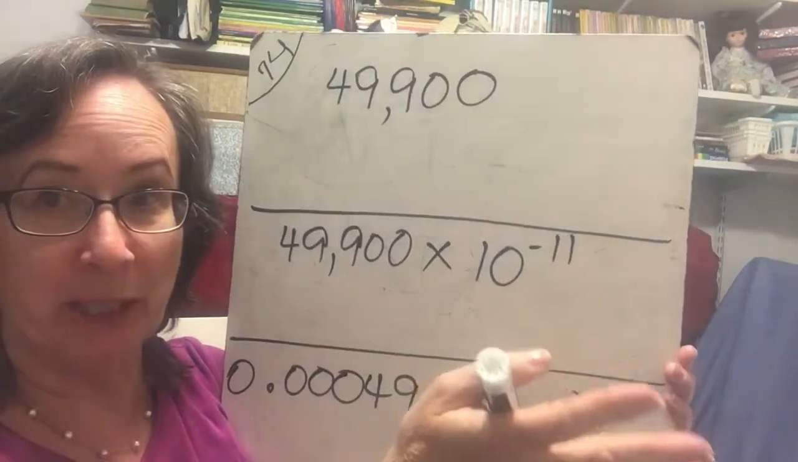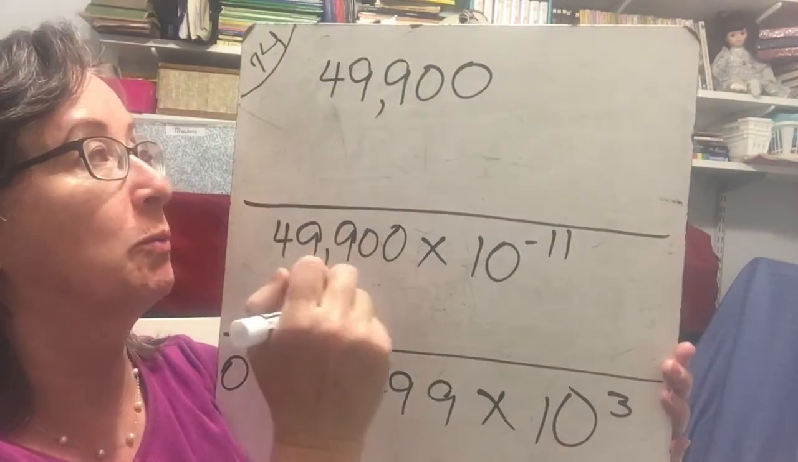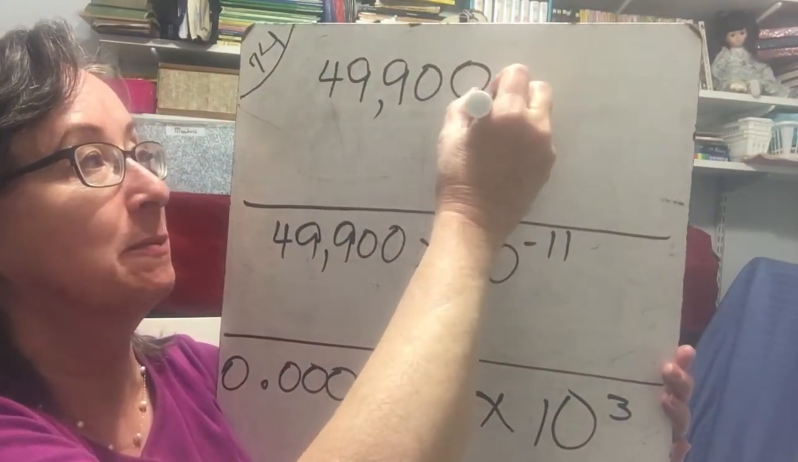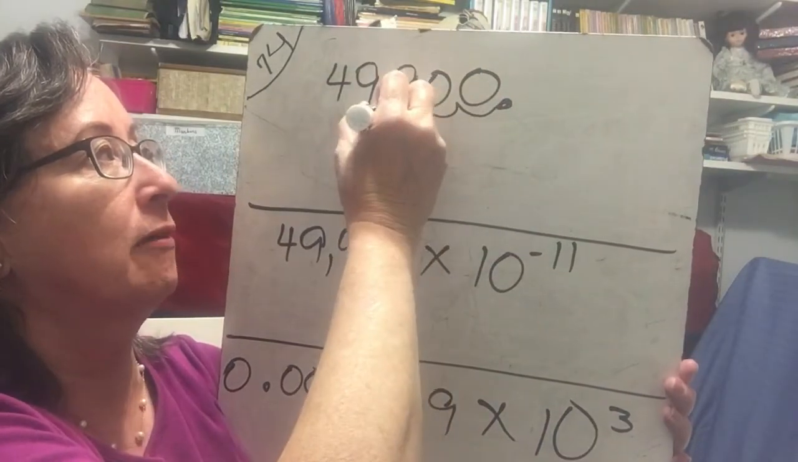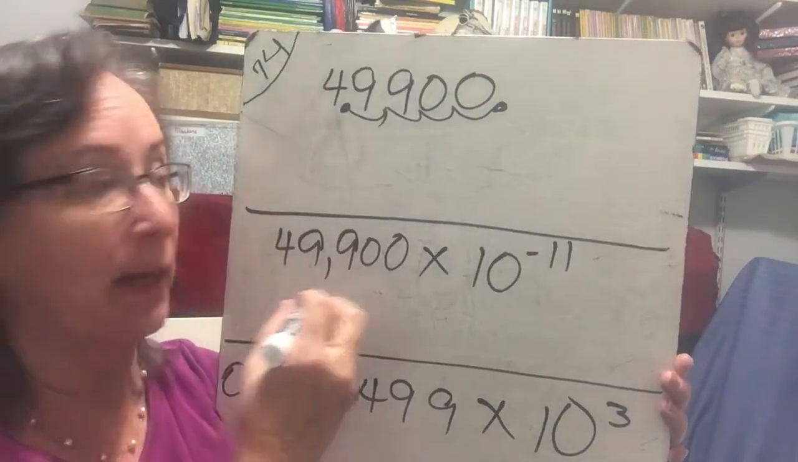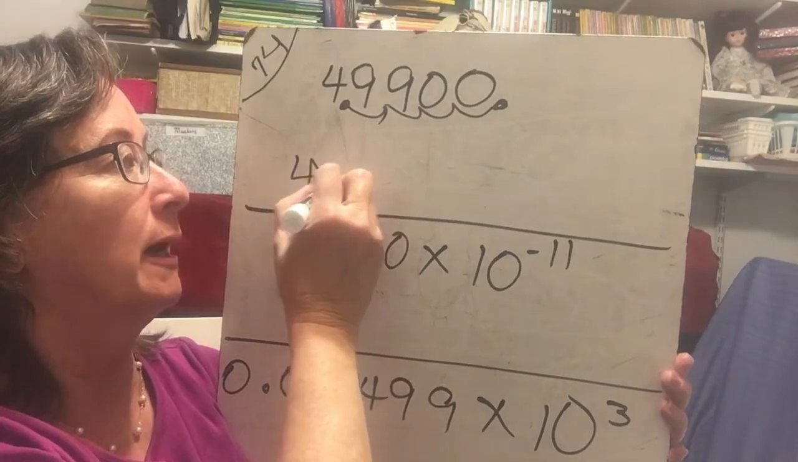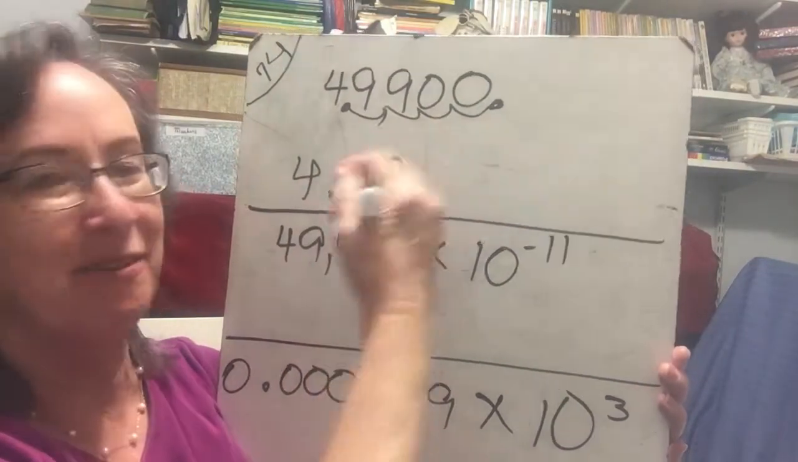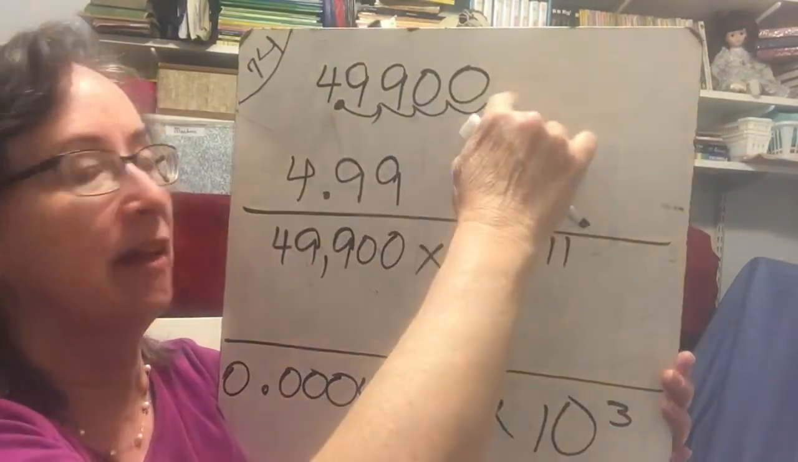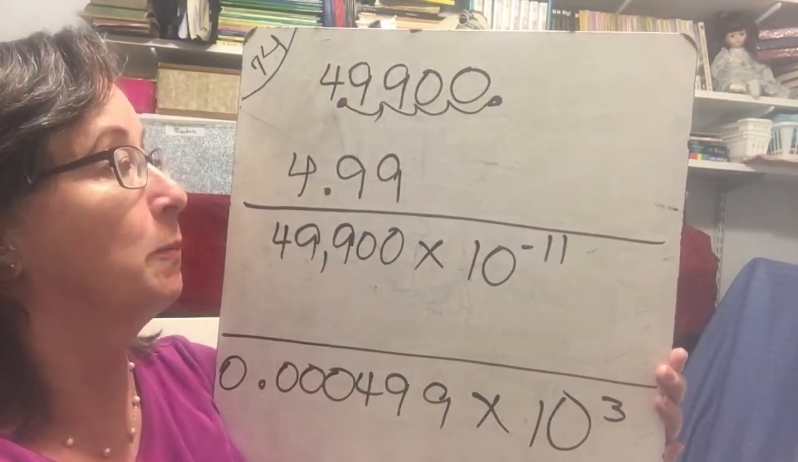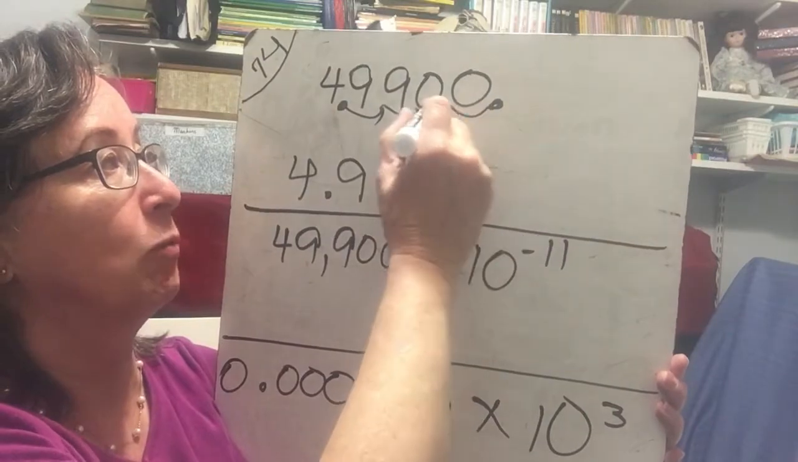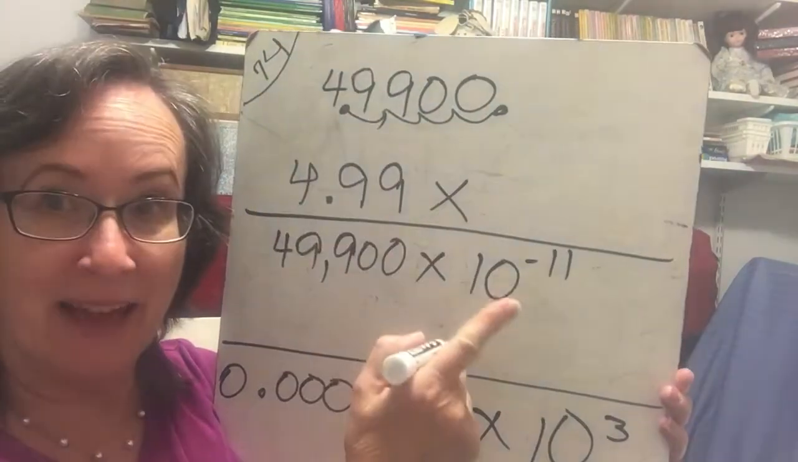49,900. That's a pretty big number, right? So what we're going to do is move the decimal, which is here at the end, 1, 2, 3, 4 places to get it in the right spot. 4.99. I don't need to write down the zeros because there's nothing after the zeros that I have to keep track of. So 4.99 times, I moved it 1, 2, 3, 4 to the left.